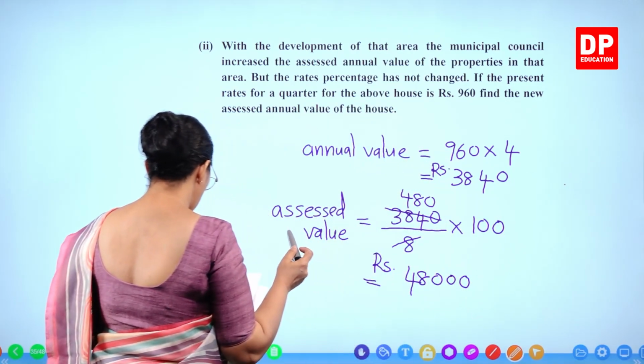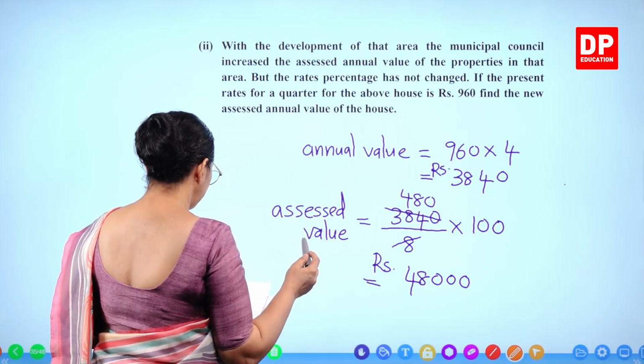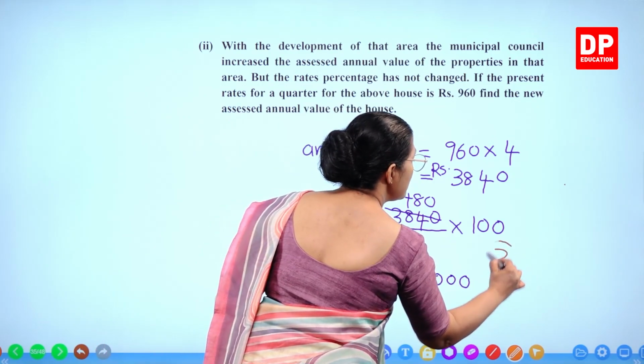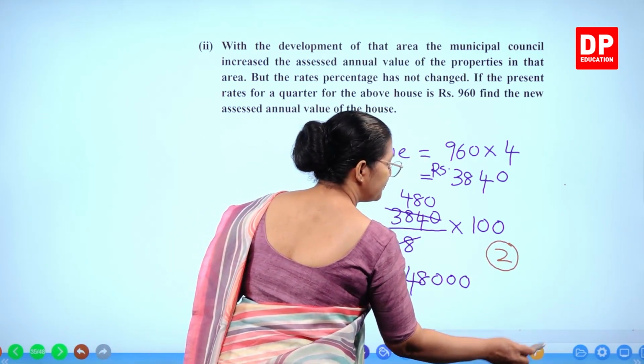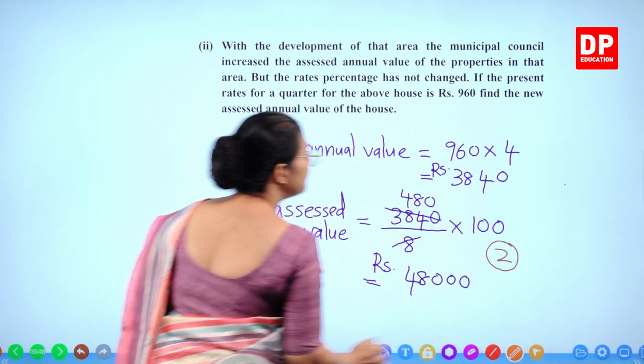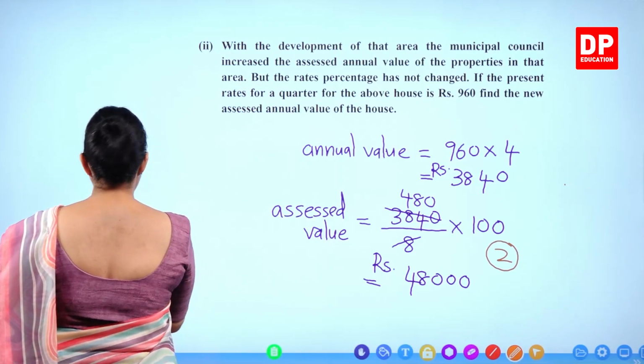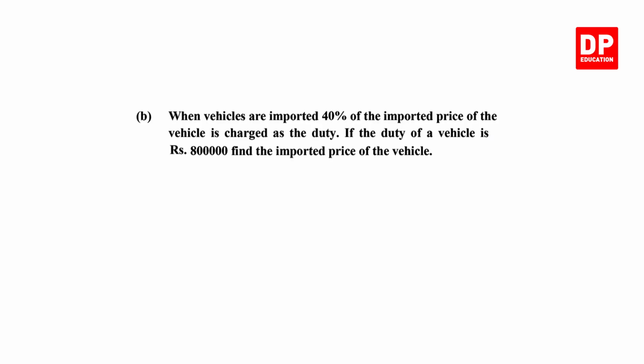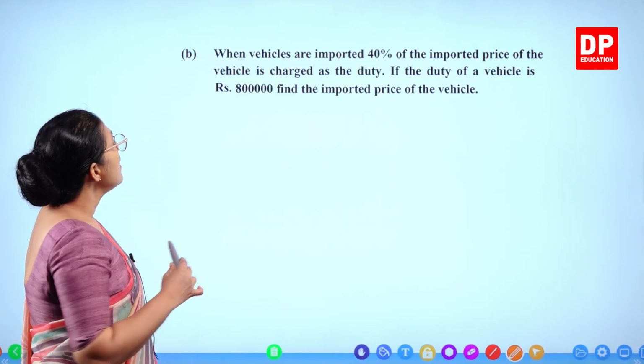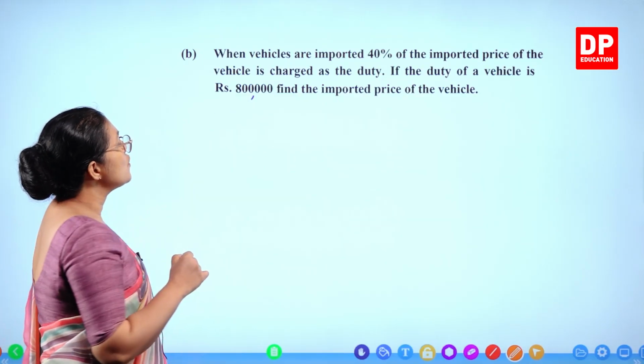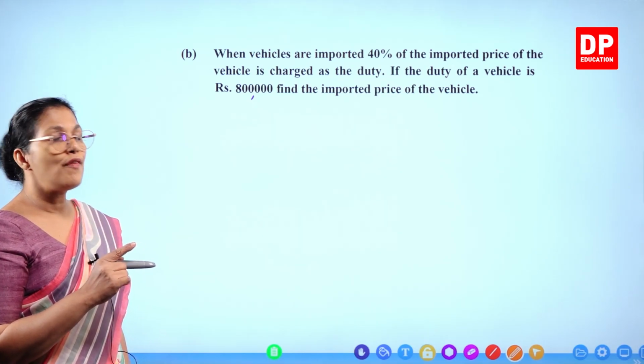So how many marks for that? You are getting 2 marks for that. Next part, that's part B. When vehicles are imported, 40% of the imported price of the vehicle is charged as the duty. If the duty of a vehicle is 800,000 rupees, find the imported price of the vehicle.